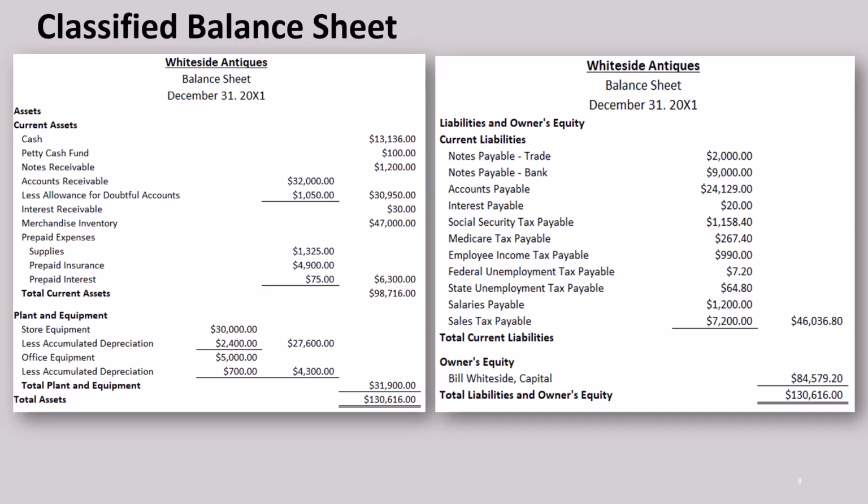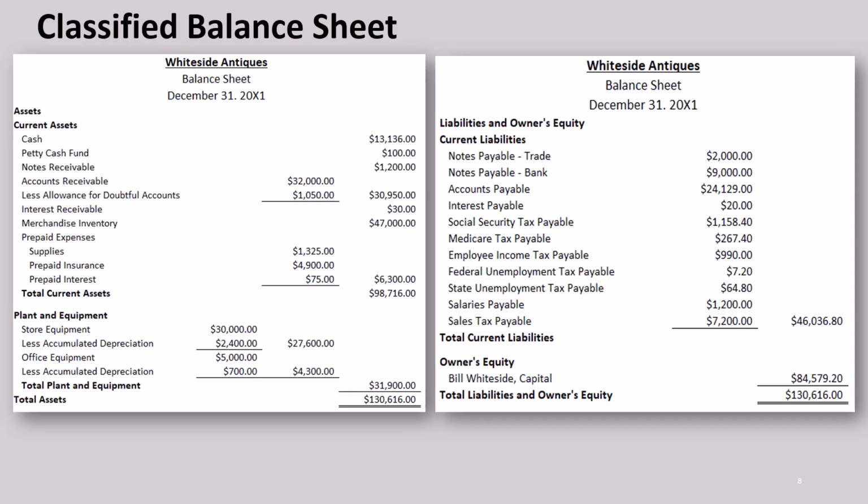The next step after preparing our classified income statement and the statement of owner's equity is to prepare the classified balance sheet. Just like we grouped our income statement by categories, revenue, cost of goods sold, selling and operating expenses, we group categories of assets and liabilities.